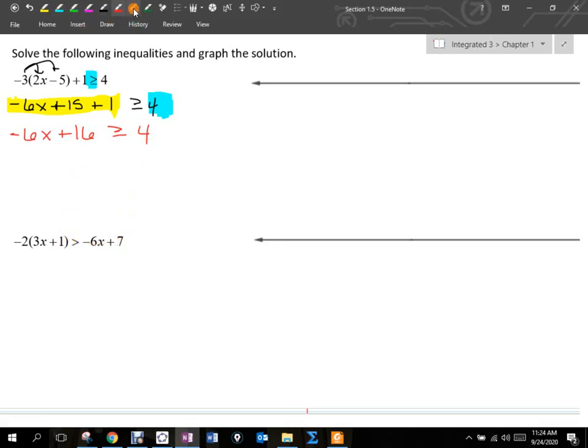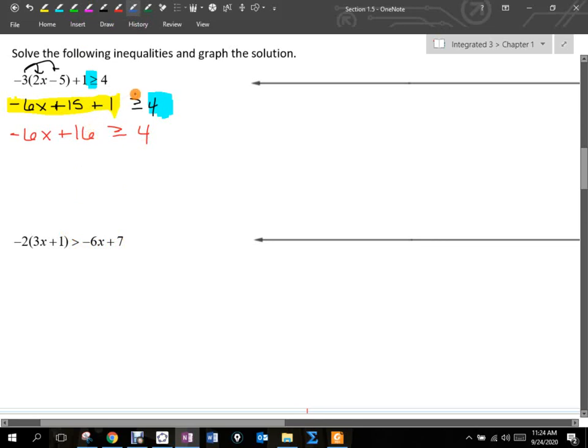Now what would you do? Subtract 16. And you get negative 6x greater than or equal to negative 12. Now what are you going to do? Divide both sides by negative 6. And it leaves you x.